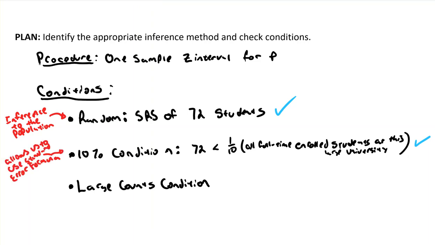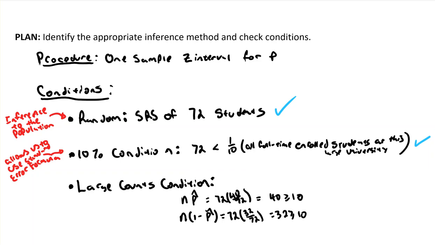Then finally, we have the large counts condition: are the expected number of successes and failures both at least 10? And since I don't know the population proportion, because that's what I'm interested in, I'm going to use my point estimate, that sample statistic of 40 out of the 72 students. And when I do that, I get that I have 40 expected successes and 32 expected failures. So I have satisfied the large counts condition.